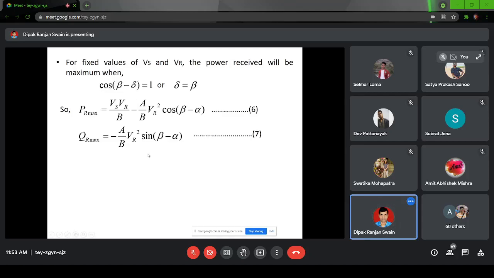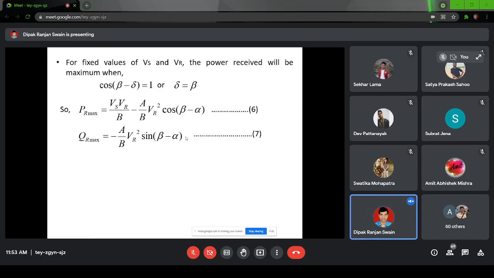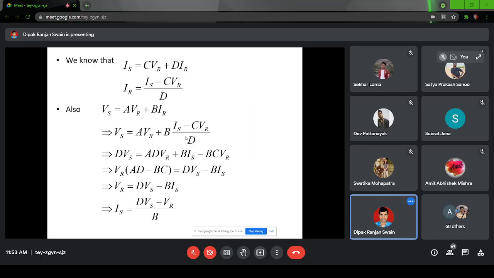So for that you need to know what the ABCD parameters are. If you know the ABCD parameters and the receiving and sending end voltage, then you will be able to find these values. Now that was for the receiving end. Now we will go to the sending end power, the sending end reactive and active power.